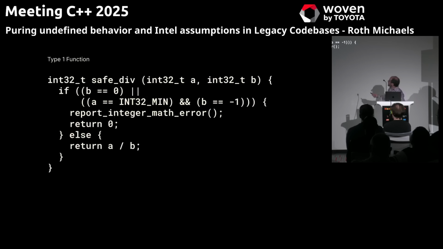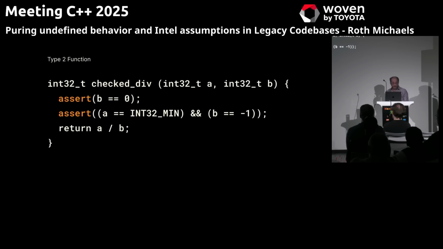So in this safe implementation, this is a type 1 function, so this is always going to be defined. If the inputs are going to cause some undefined behavior, we're going to just report some error. Somehow this might throw, log, do something, and we'll return 0. And then if not, we'll actually do the division.